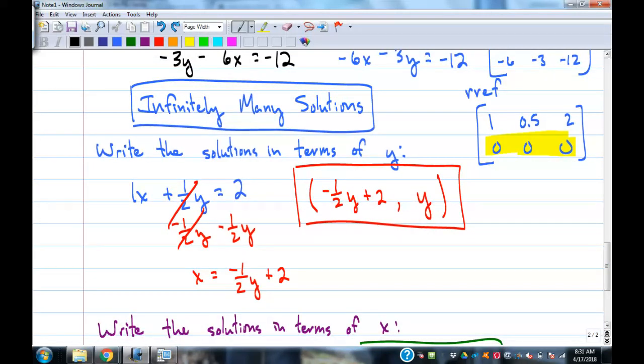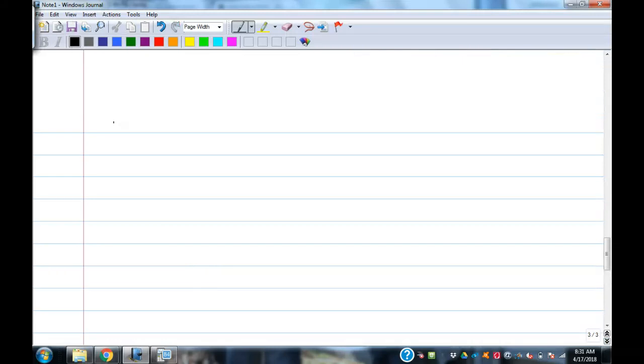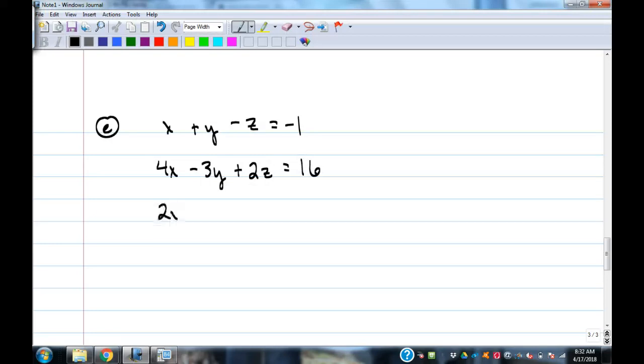Let's step it up. Three variable system. X plus y minus z equals negative 1. 4x minus 3y plus 2z equals 16. 2x minus 2y minus 3z equals 5.